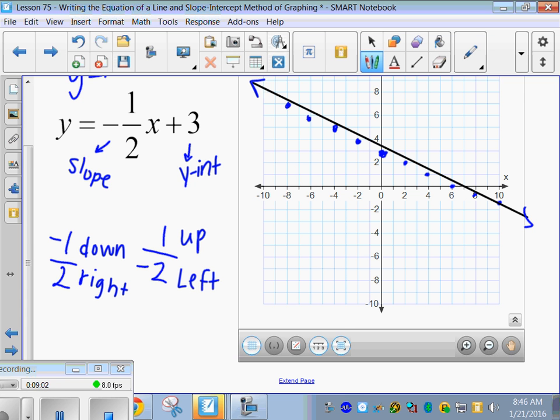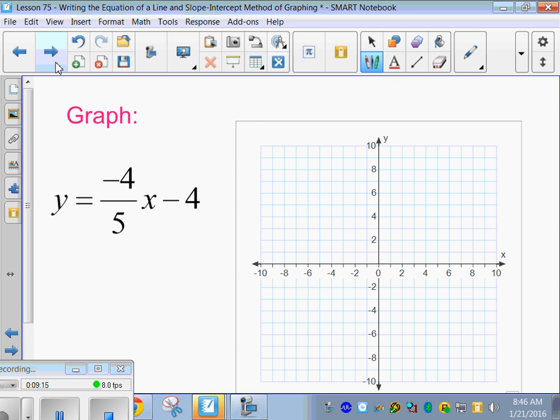By looking at the line, Caleb, if I read from left to right, are we going uphill or downhill? Downhill, and that matches the fact that I have a negative slope. Right? Good news. Party on. Let's try this one.